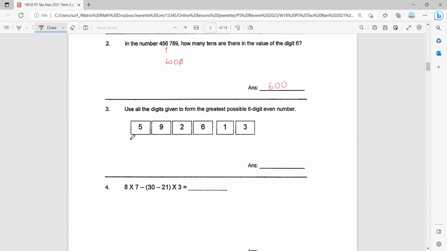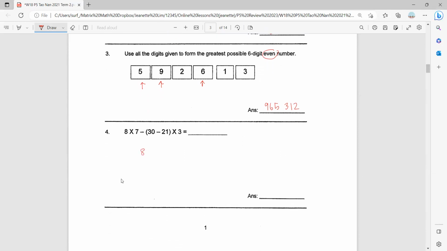Question 3. Use all the digits given to form the greatest possible 6-digit even number. So you want a greatest possible. Definitely start with 9, then 6 and 5. So 9, 6, 5. Okay, then continue 3, 2, 1. But take note that it has to be even. So the last digit cannot be 1. We're going to switch this around. So the last digit will be a 2.